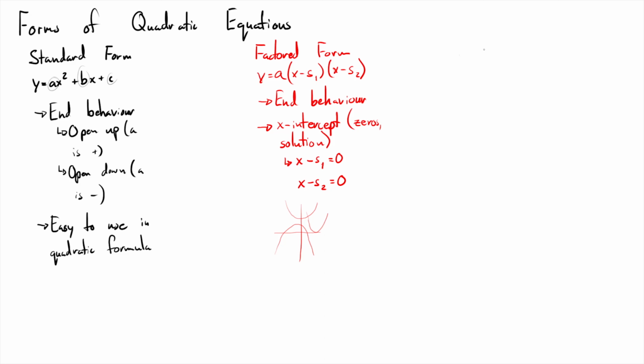And the last one that we have is the vertex form. Okay, the vertex form. And you might be able to guess what this is going to give us, but we're still going to go over it. So the vertex form is going to look like y equals a times x minus h squared, plus k. Okay, this is our vertex form. And again, what does this give us? Well, it's going to give us the end behavior.